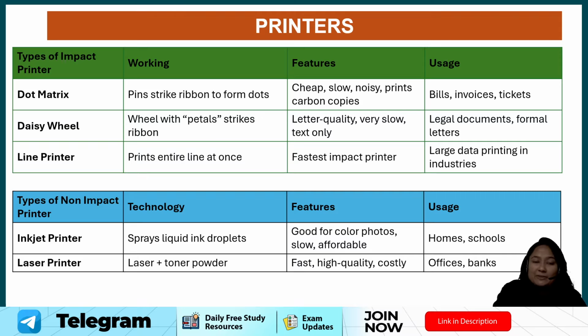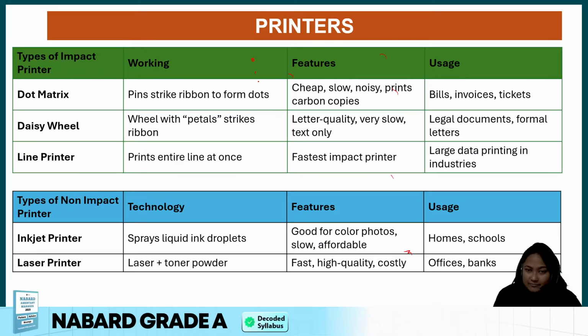So when we are talking about impact printers, first we have dot matrix. In dot matrix we have some pins, and the pins write like this.